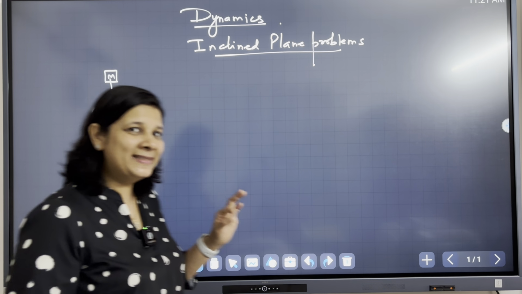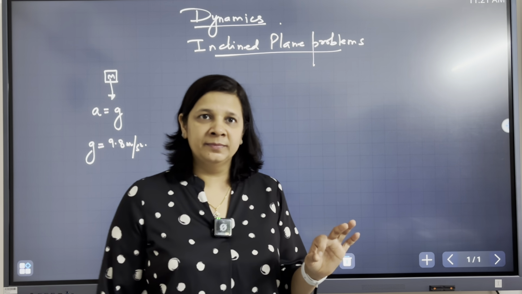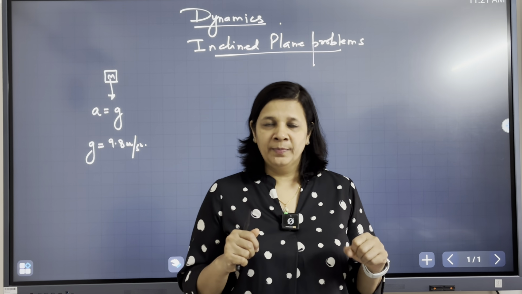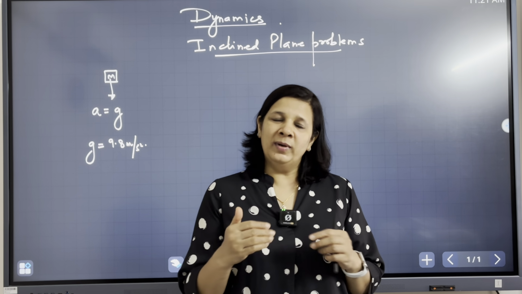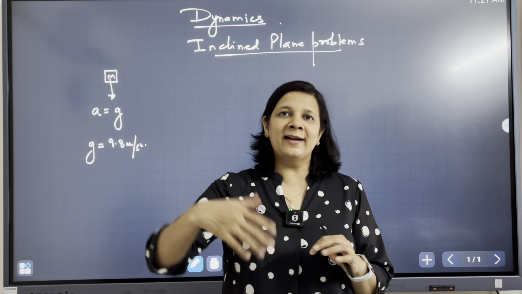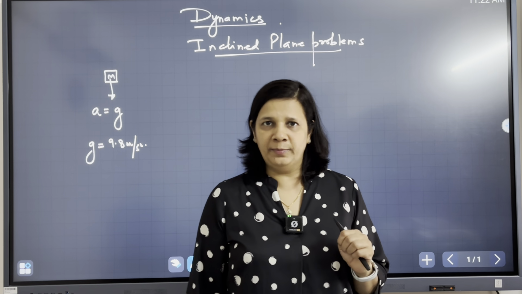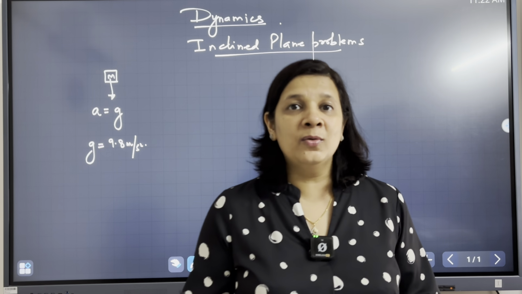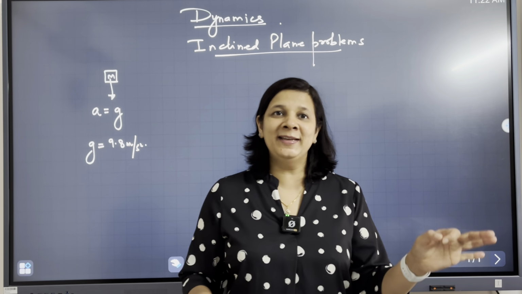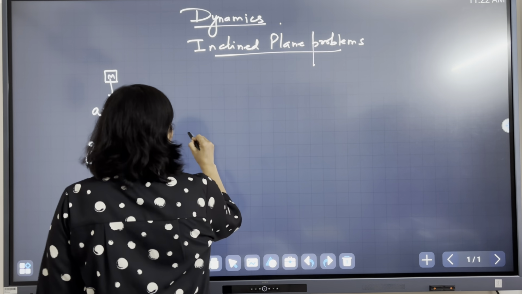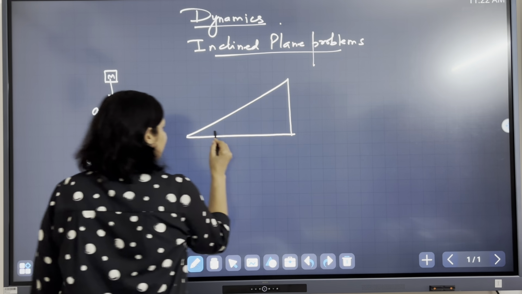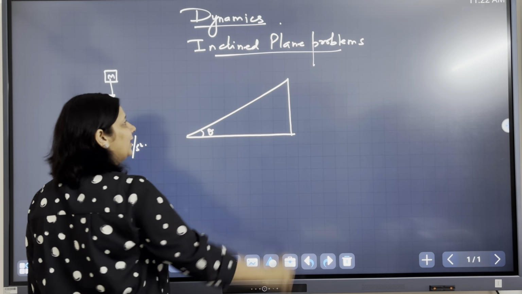Now if the same block is kept on a horizontal table and pushed with some force, then the amount of force which is being acted on the block will give you the acceleration of that block, right? But now instead of a horizontal flat table, if you have an inclined plane, okay, then how do we calculate the acceleration with which the block will come down?